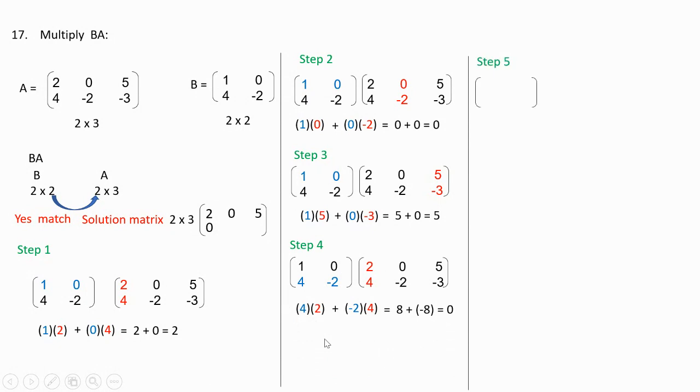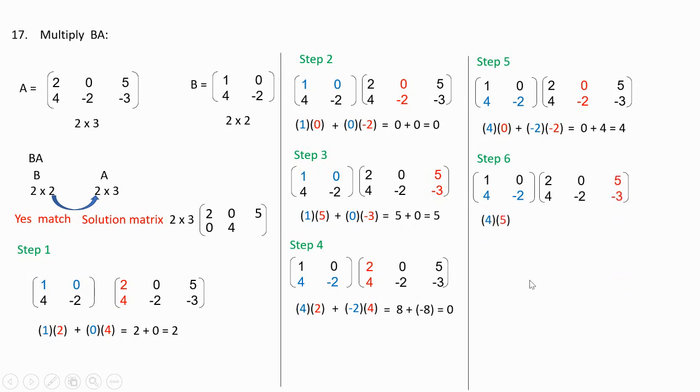So step 5. We have to multiply the second row times the elements on the second column. That's why they're in red. So it's going to give us 4 times 0 plus negative 2 times negative 2. That'll give us 0 plus 4. The answer is 4, so 4 will be the second row, second column. It's going to go here, the 4. Now the final step. We're going to multiply the second row times the third column.